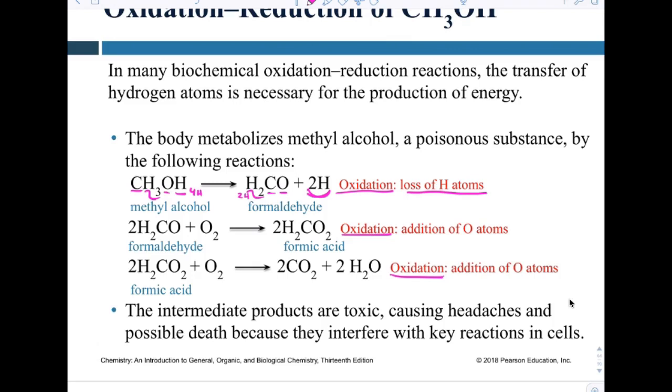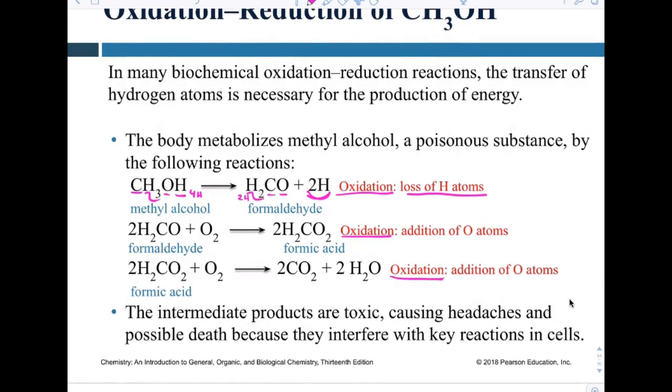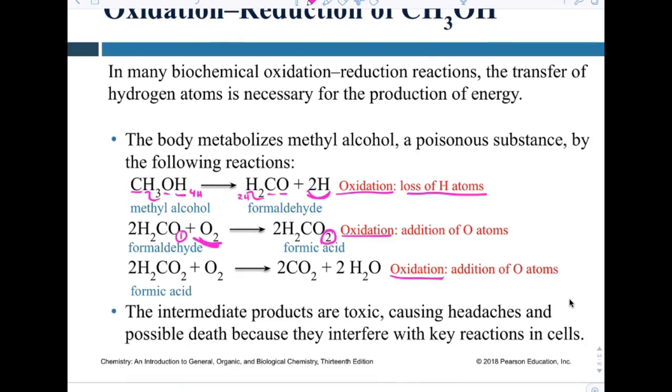Another example of how you can figure out oxidation is you can look at what's happening to your oxygens. And so here I have 1 oxygen and I have 2 oxygens, so I gained oxygen. If oxygen is being gained as a reactant, then I'm oxidation.